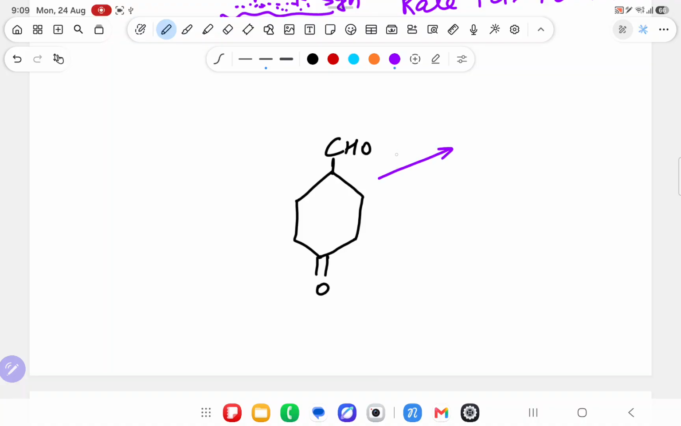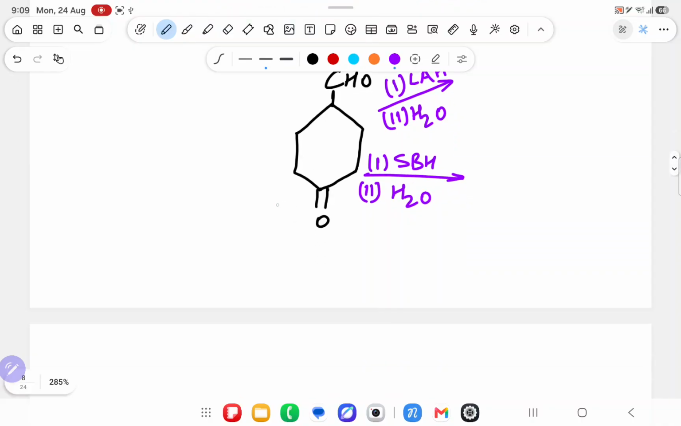Suppose over here first reagent I have taken LiAlH4, second reagent I have taken H2O. Second part: over here first reagent I have taken NaBH4, second reagent I have taken H2O. Over here third reagent, first part is B2H6 in presence of THF, and second reagent is H2O.